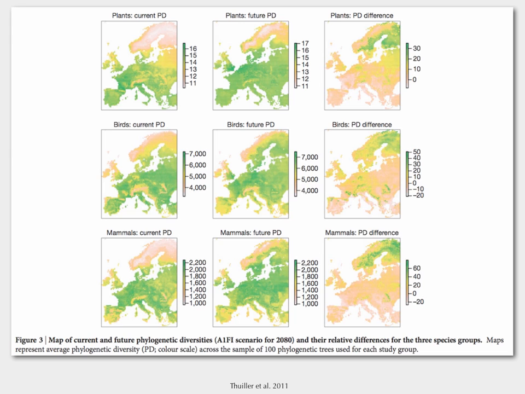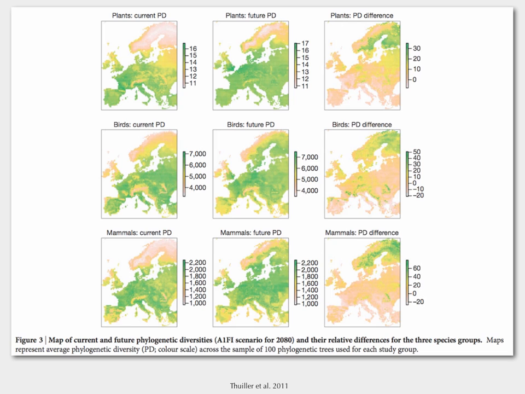Okay. We can also map these in space. So I can say, okay, this species has a high PD. Also, I can say, this area, what's the PD of all the species in that area? Why might you want to do that? Right, so that's our first example. A versus B. So you can say this area has more PD, maybe you want to save it.